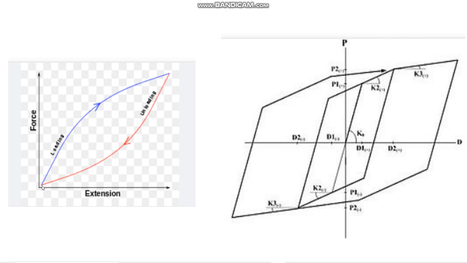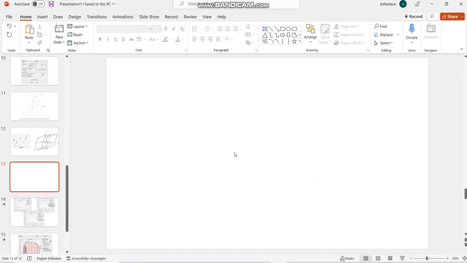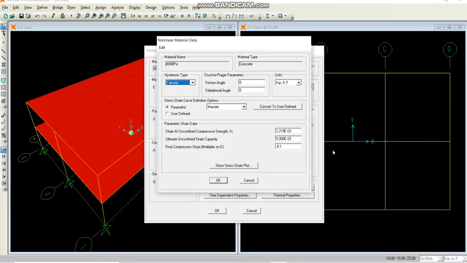See, it starts from 0, 0 in the loading direction, and the unloading direction ends at 0, 0. So there is no permanent deformation whatsoever. And this is the kinematic model: your K1, K2, then unloading, this is your K3, then reloading in the negative direction, and then it continues so on. So these are the three different material models that you can define for your hysteresis curves in SAP 2000.